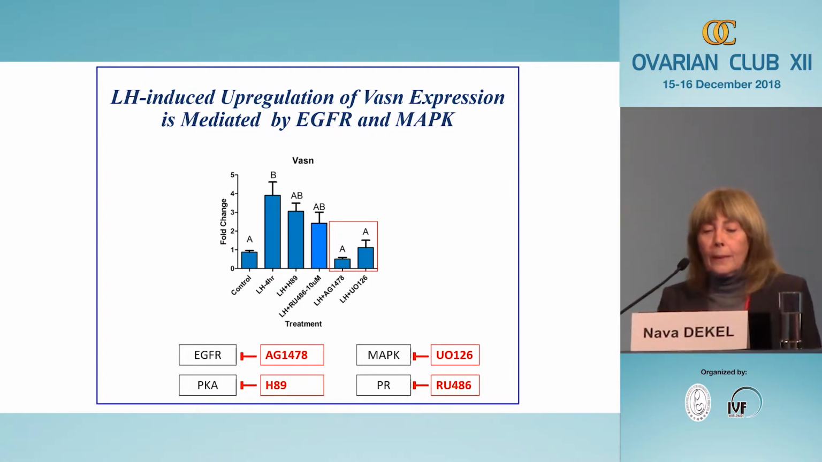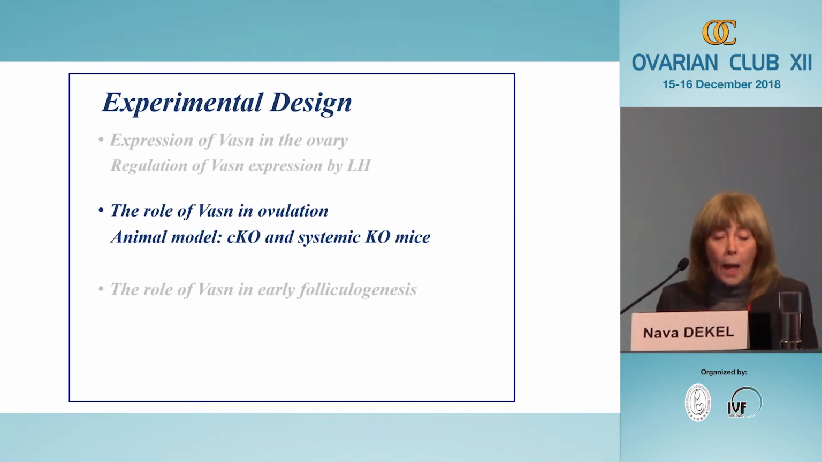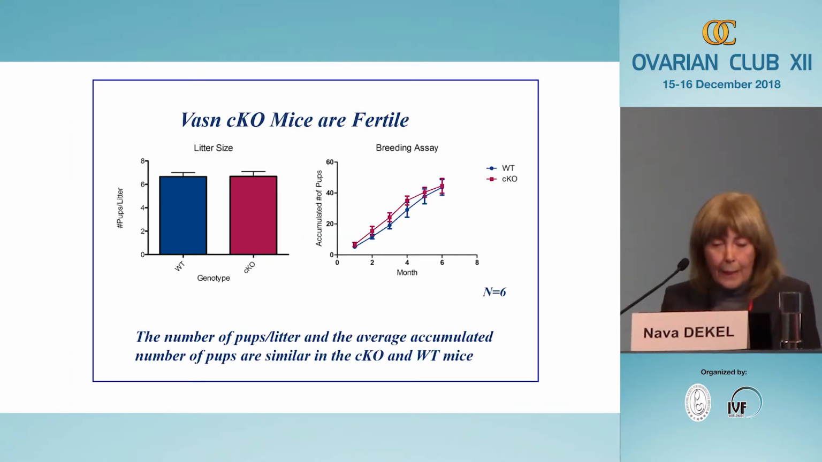And the second aim of the second experiment in our study was to find out whether Vasorin has any role in ovulation, and this was based on the fact that LH is upregulating Vasorin expression. And again, we used our 2 animal models, the conditional and the systemic knockout mice. In the conditional knockout mice, we see that depletion of Vasorin from the ovary does not impair their fertility.